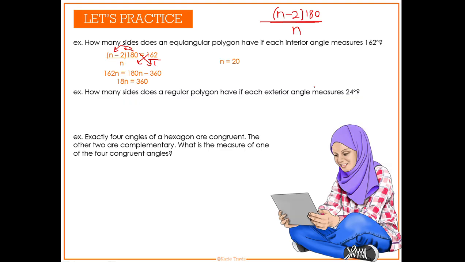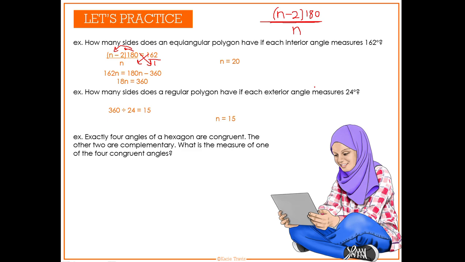Okay. Next one we got. How many sides does a regular pentagon have if each exterior is 24? Just like we did before, we got a little bit of division coming at us. If each of the exteriors is 24, we just take the total amount, 360, and divide it by 24, which means that our number of sides is 15.